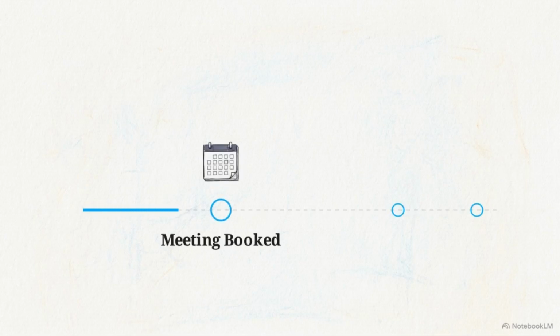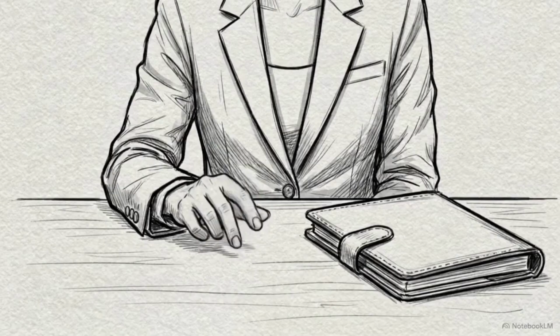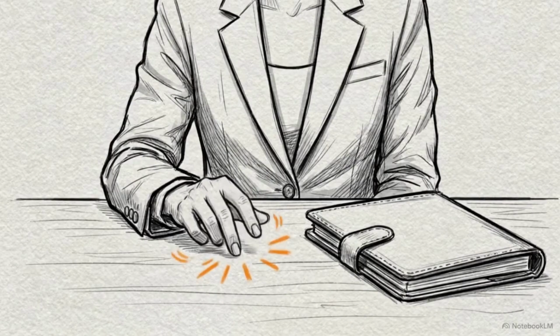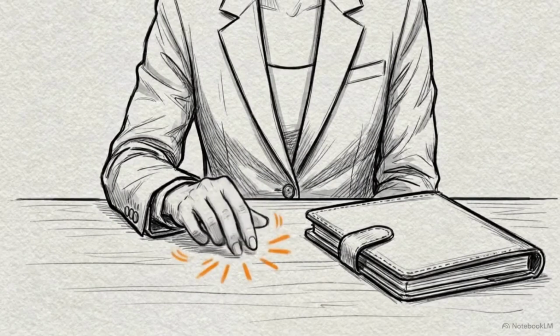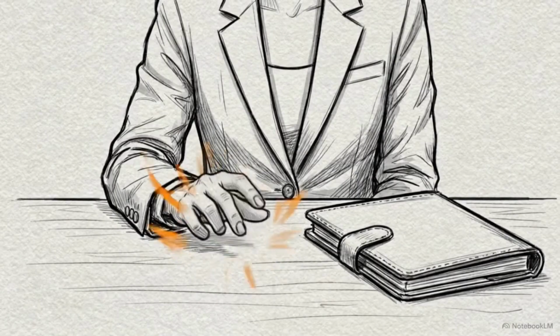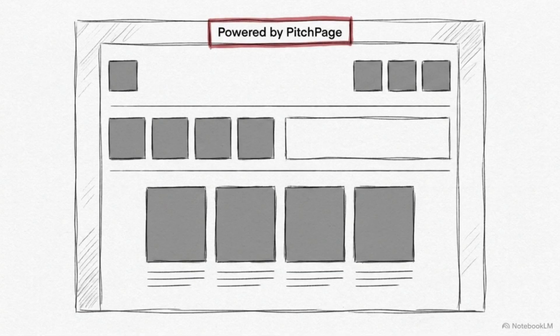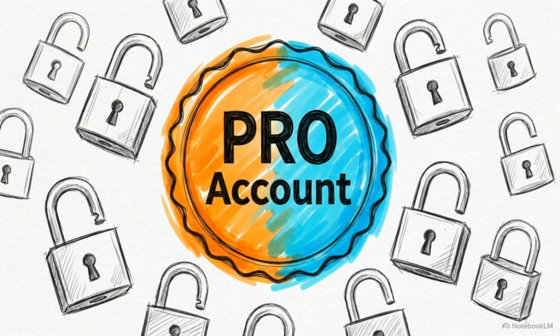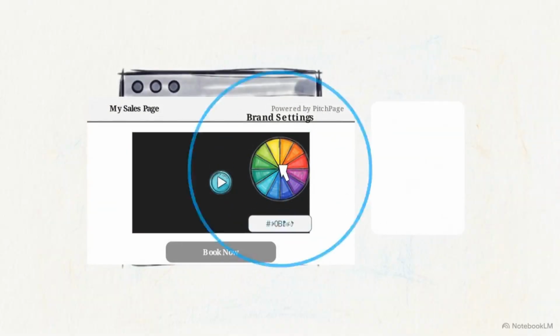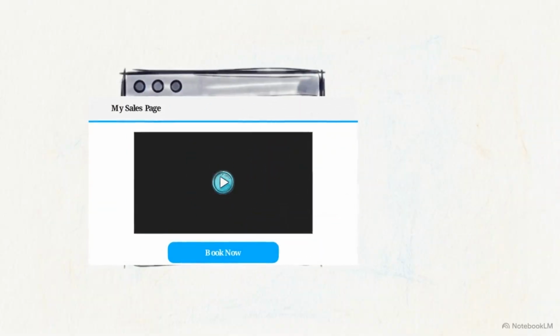Getting the meeting booked is only the first step. For high-ticket sellers, there's often a significant gap between a prospect agreeing to terms and actually paying an invoice. PitchPage offers a generous free plan, but it comes with constraints. You are locked into basic black and white color schemes and forced to display a Powered by PitchPage watermark on your proposals. Upgrading to the $19 a month Pro plan removes those restrictions. You can input custom hex colors to match your brand and completely remove all third-party branding.